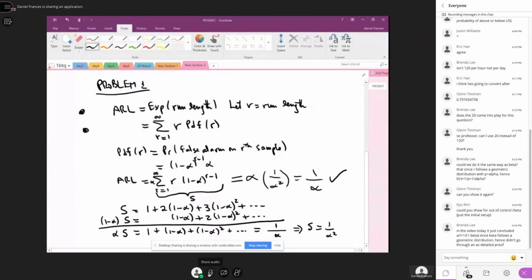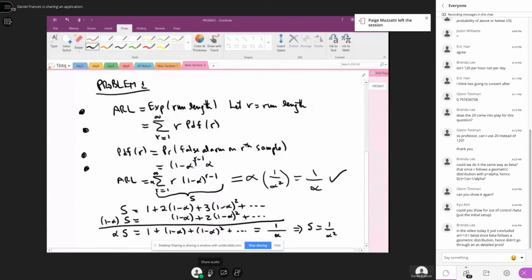And now I need to know, so I'm done there. Now I go down here and I say, okay, what's the probability, the PDF of R? It's the probability of getting a false alarm on the rth sample. That is by definition. And then I think about it and I say, if the rth is a false alarm, that means that R minus 1 were not false alarms. So it's 1 minus alpha to the R minus 1. And I now have a false alarm on the rth sample, alpha. And that's a geometric distribution.